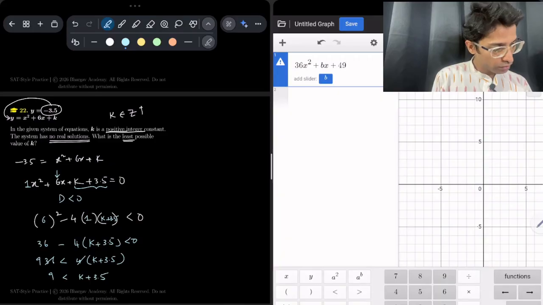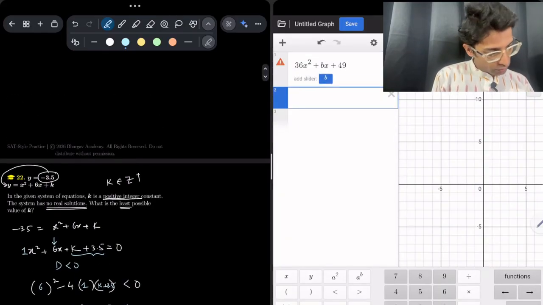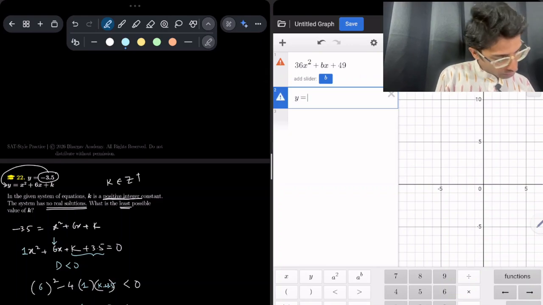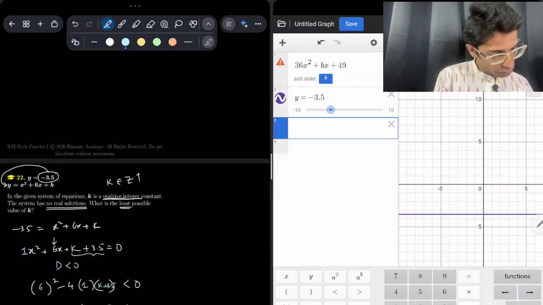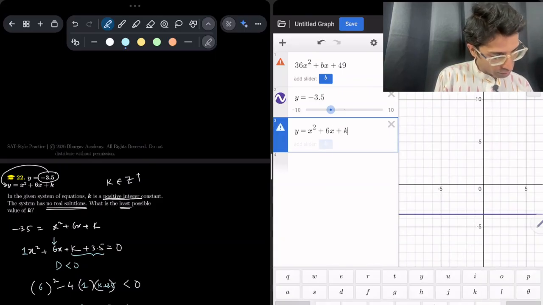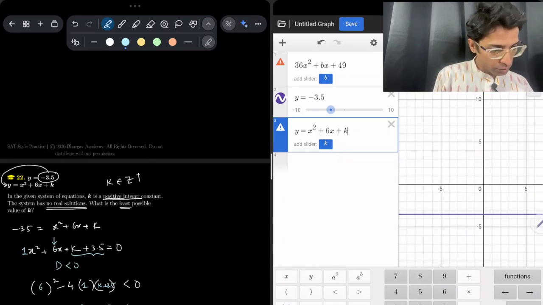So let me go to Desmos. Please be with me here, you will be learning some new things. y equal to minus 3.5, y is equal to x square plus 6x plus k. So once again the question is, k is a positive integer constant, the system has no real solutions. What is the least possible value of k?